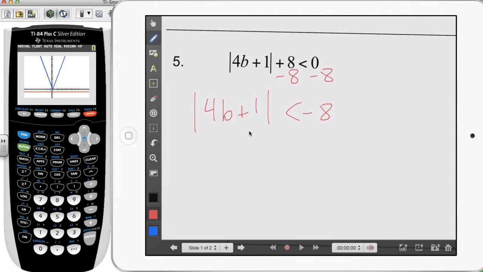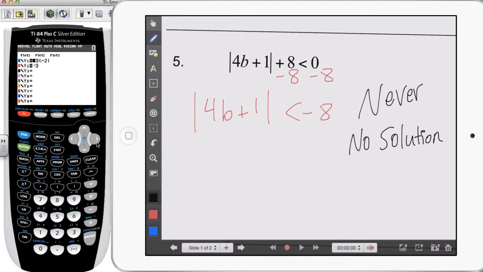When is an absolute value less than a negative number? Never. An absolute value is always positive. It cannot be less than a negative number, so no solution in this case. Again, to better see it, let's go ahead and graph this. In y1, I'm going to put 4x plus 1. And in y2, I'm going to put negative 8.